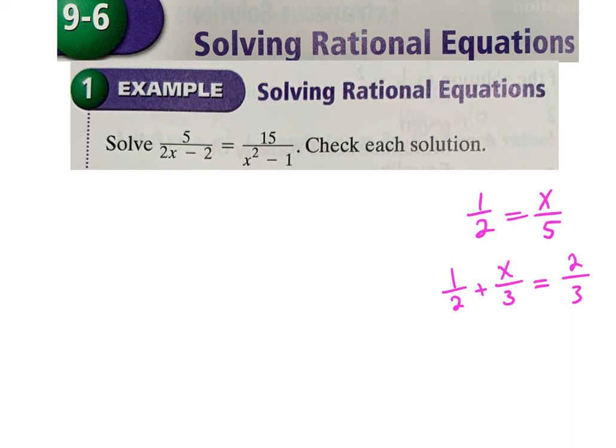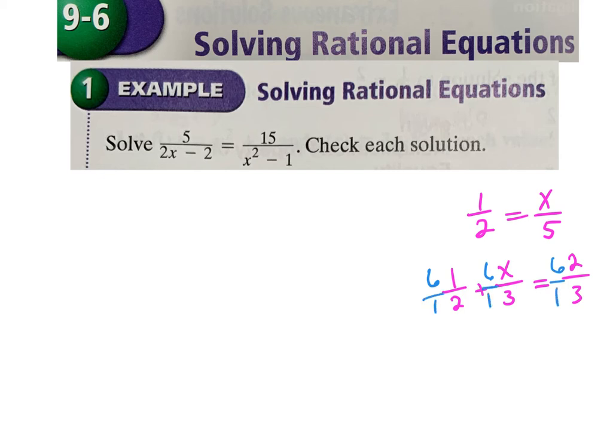I can't do cross multiplication here. What I have to do is go through and say, what's the common denominator between these? 2, 3, and 3. Well, that's going to be 6, right? And so I can multiply everything by 6.